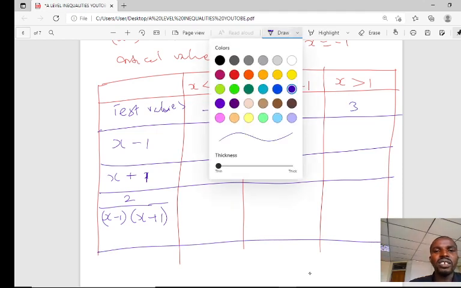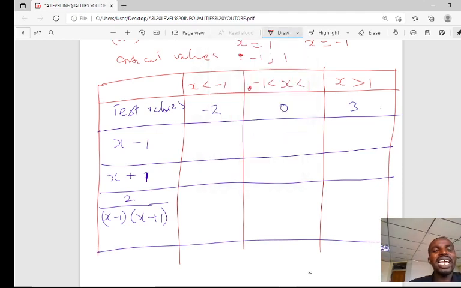Then let's move on to determine the signs now. The first one is what? x minus 1. If you put minus 2 where there is x, it will be minus 2 minus 1, which is minus 3, negative. You put 0 where there is x: 0 minus 1 is a negative answer. 3 minus 1 is positive 2.